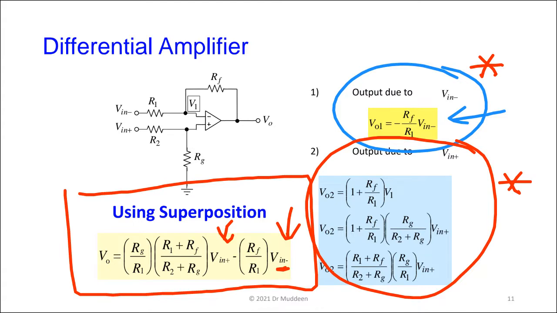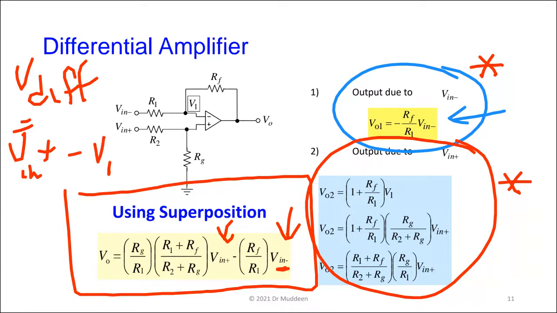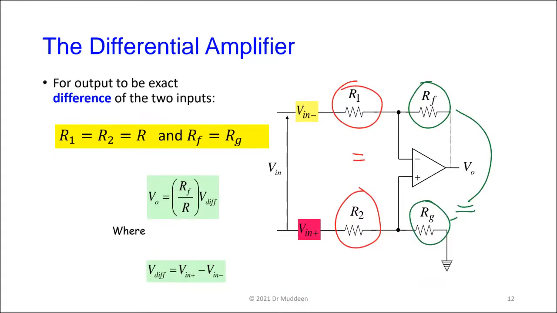Now, if I define my differential voltage, Vdiff, equal to Vin plus minus Vin minus. In other words, I define my differential voltage as the difference between these two here. All right? Then, okay, so here it is. That's the first thing here. And then I make a couple of things equal. I make R1 equal to R2, and I just call it R, and I make RF equal to RG, and I just call it RF.